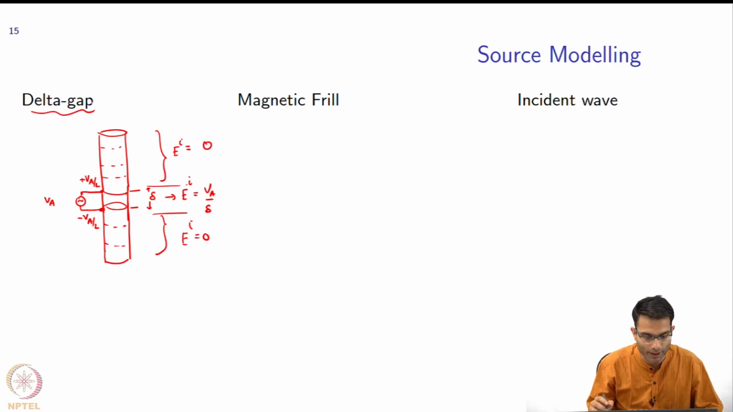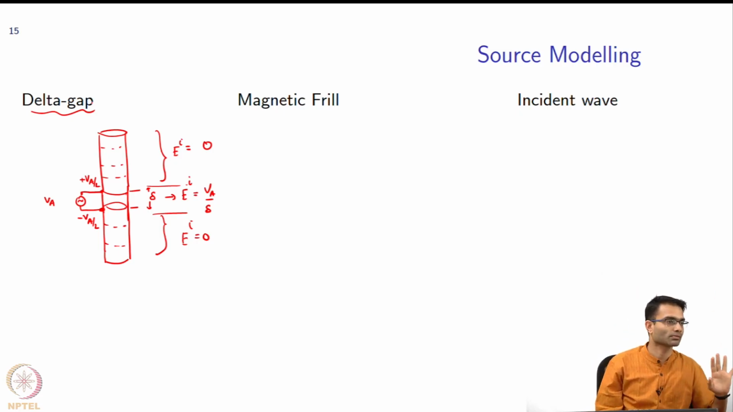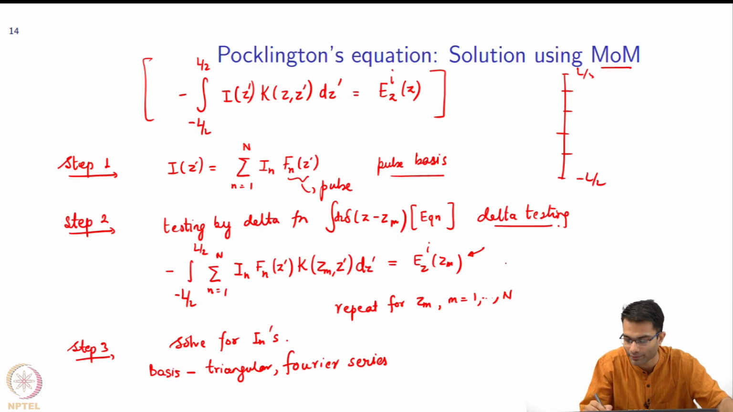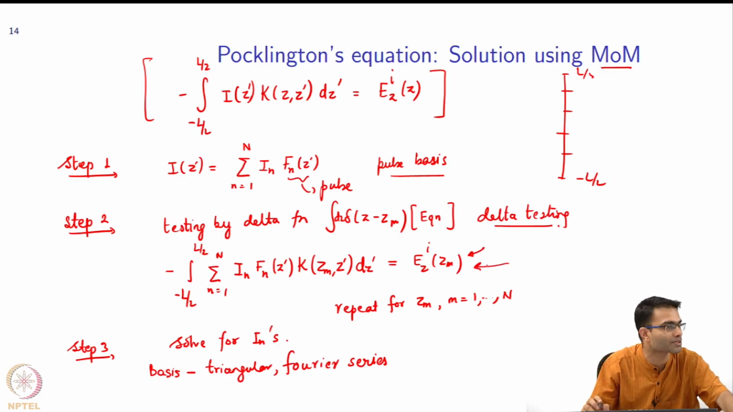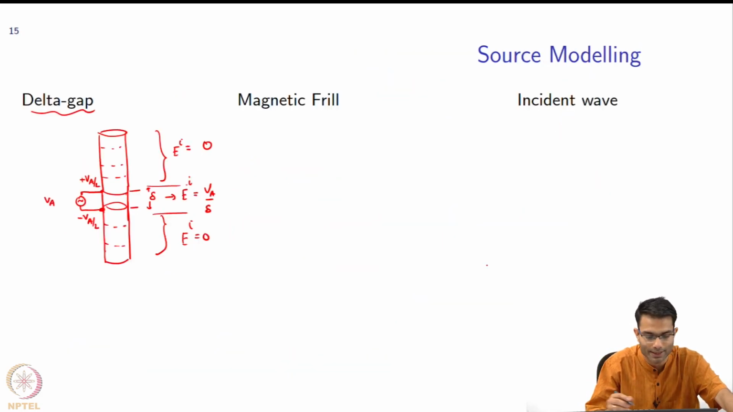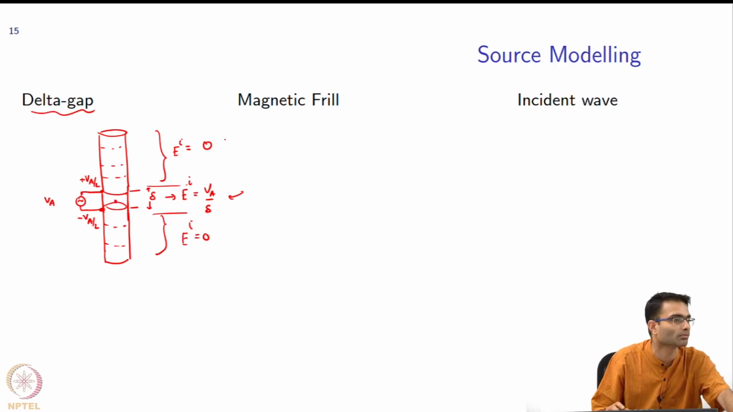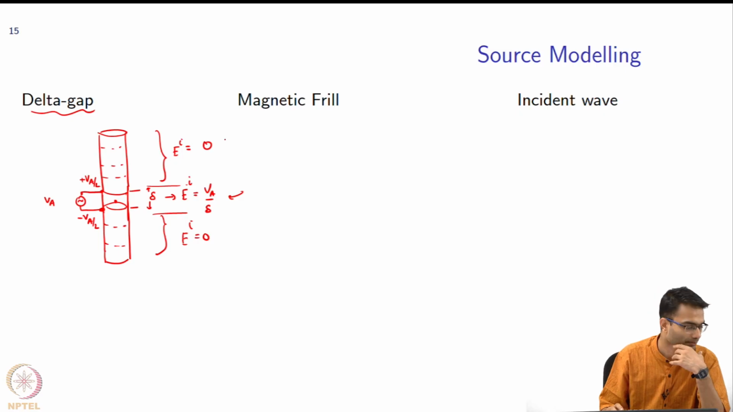Okay. So, this is your delta gap, which is the easiest one to apply, because you can see the values are VA by delta in the gap and 0 everywhere else. So, this column vector that you have is a column vector at all different ZMs. That ZM which is the center of this segment, you put in this value, all other places you put 0, that is it, very simple to apply.